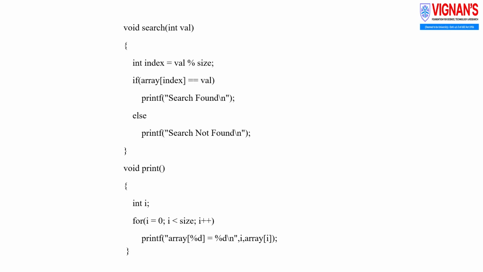Next, the print function is used to display all elements of the hash table. It uses a loop to traverse the hash table from index 0 to the last index. For each position, it prints the index number and the value stored at that location. This function helps visualize the current state of the hash table.